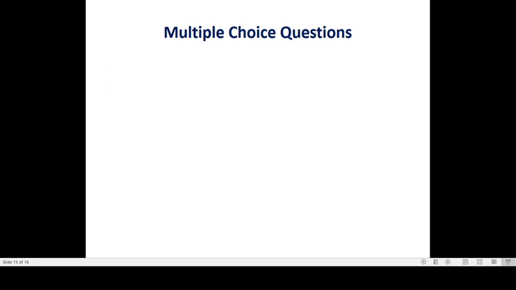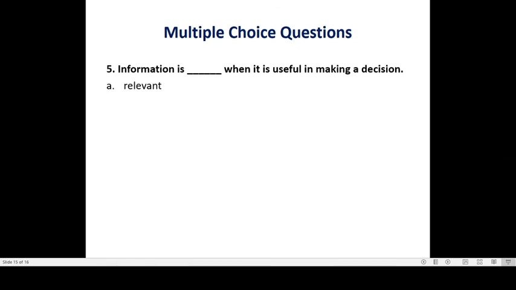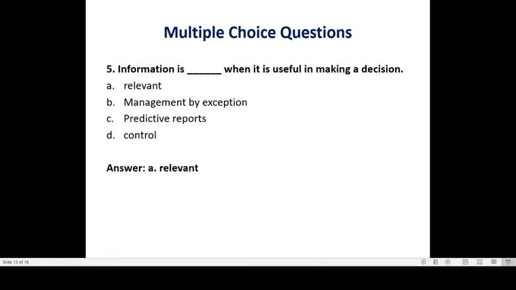Next multiple choice question. Information is dash when it is useful in making a decision. Relevant, management by exception, productive reports, control. Correct answer is relevant.